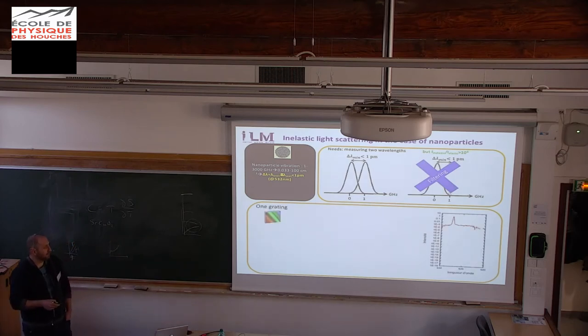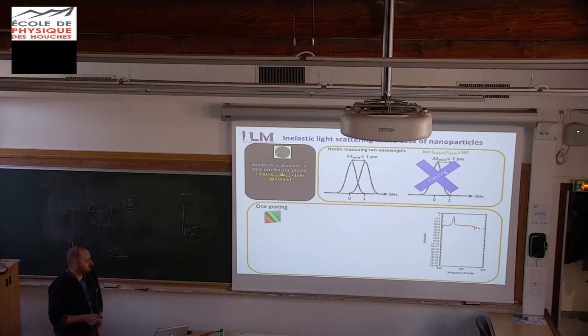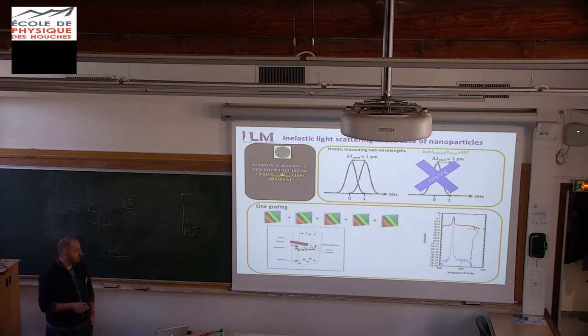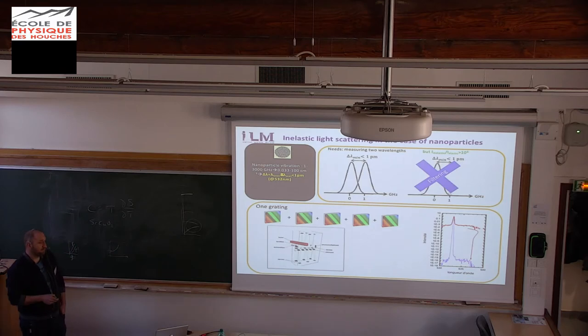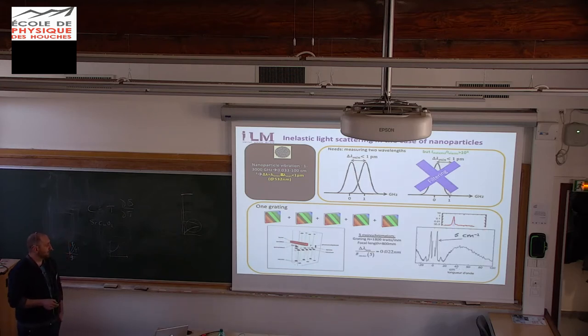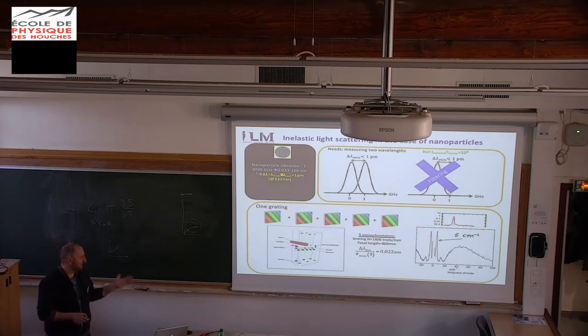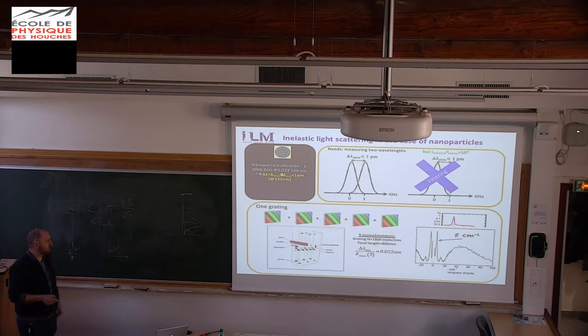If you use only one grating, you have a rejection that is quite good, but it's not enough for what we want to do. In our case, we were using 5 gratings. So this is our old spectrometer. It's, I don't know, 25 years old. It's still used, and it allows us to have good results. It's 5 monochromators, 6 slits, focal length is 800 millimeters. So we have a resolution of about 20 picometers with this spectrometer.